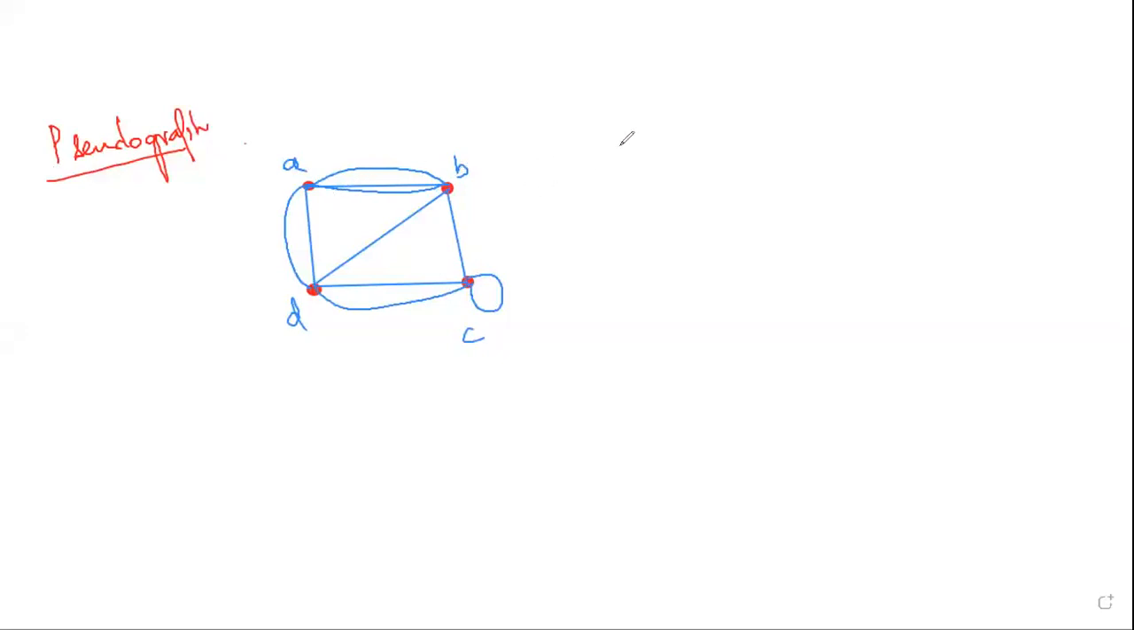Now how many vertices are there? We are supposed to take the same number of rows and columns. So A, B, C and D. Similarly A, B, C and D. After that, from A to A, do we have any edge? No, 0. A to B, how many edges do we have? 1, 2 and 3. So we have to write 3. What about A to C? There is no edge at all, so 0. A to D, we have 1 edge and 2 edge, so 2.